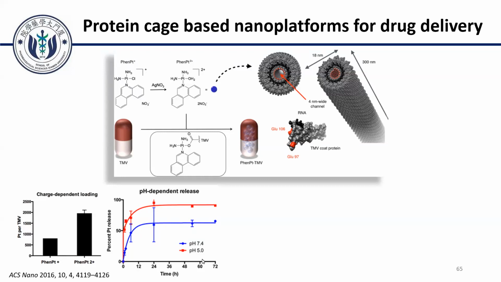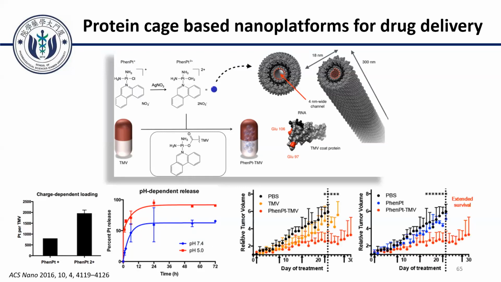And the interesting part of this design is that the drug release efficiency is also pH dependent, as we can see from the middle figure. The drug release efficiency is much higher at low pH than at neutral pH, almost twice as high. It means that in this case, we can have much higher drug release in the tumor region.